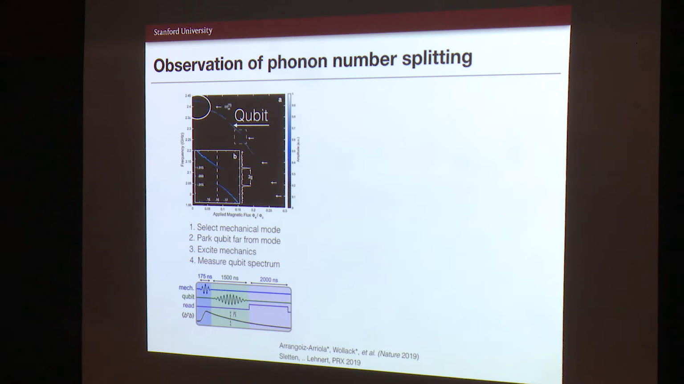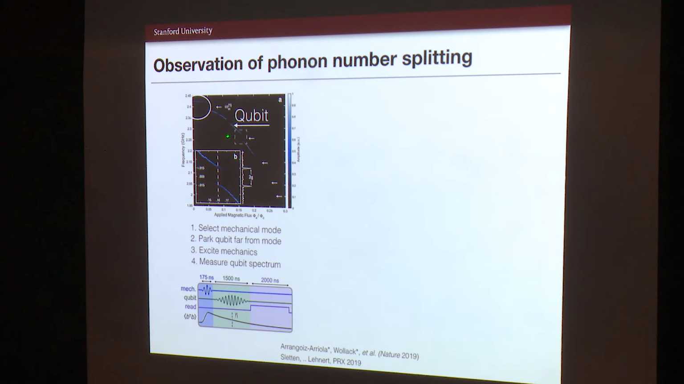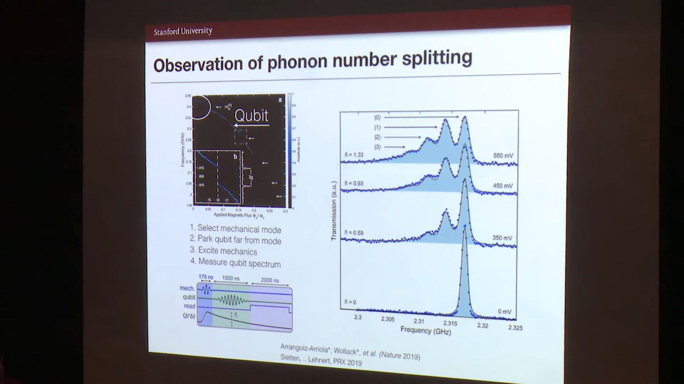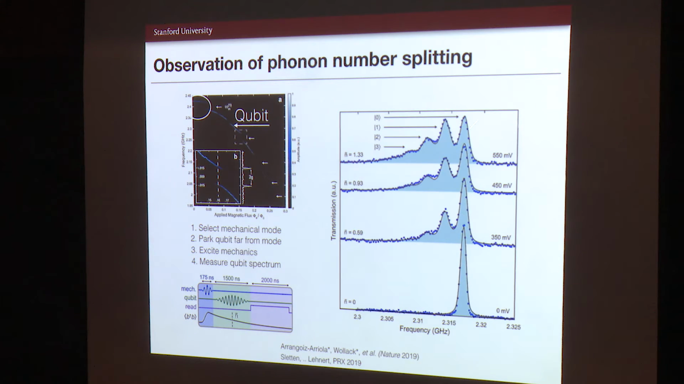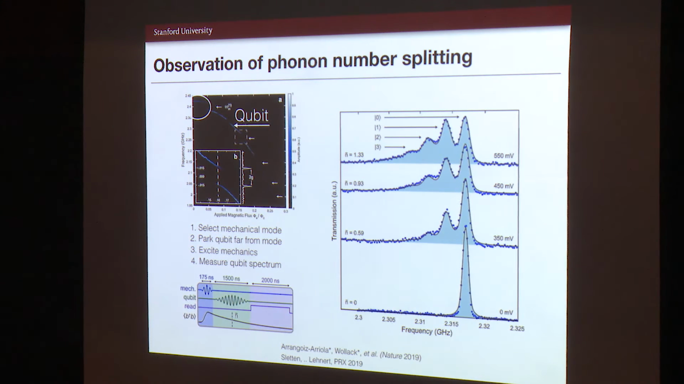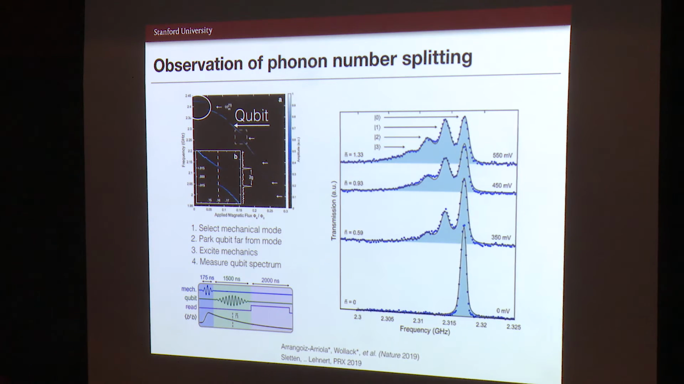Okay, so for our experiment, we put the qubit at a lower frequency, we excite the mechanics using a coherent drive, and then we read out the state of the qubit. We see that when there are multiple phonon excitations in the mechanical resonator, the qubit line splits, and this agrees with theory. The light blue area is the data, and the black curve is theory, and there's just one fit parameter here, for the drive.